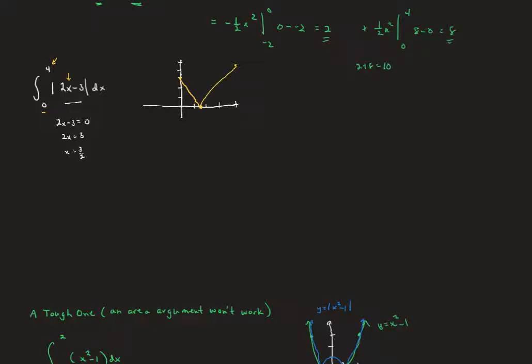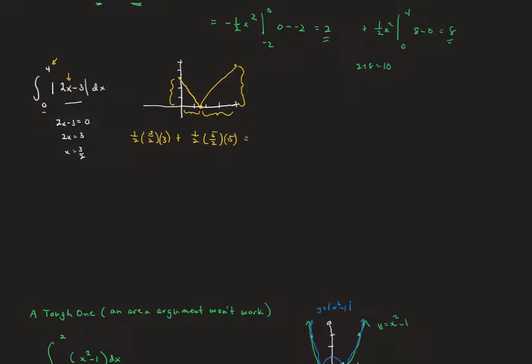So now doing an area argument, we still have our two triangles. And so we can say that the first triangle is going to be 1/2 its base, and that base is going to be 3/2, times its height, and its height we said was 3, plus the second triangle, and its base is going to be 2.5. 2.5 is 5/2 times its height, which we said was 5.